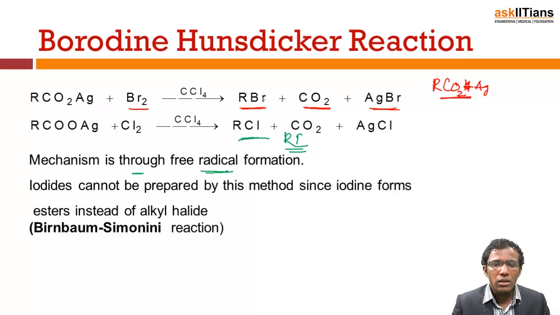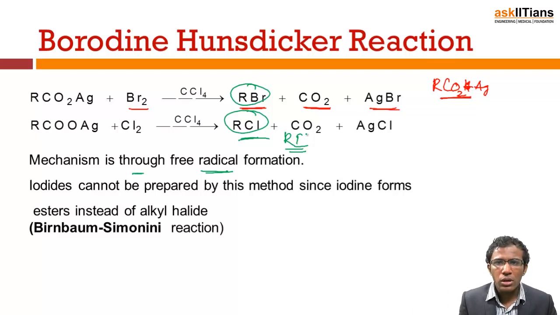This is the limitation of this reaction: you can only prepare RBr and RCl, and you cannot prepare RI, because with iodine it forms esters instead of alkyl halide. Instead of getting alkyl halide, you will end up with esters. So alkyl iodide you cannot prepare, especially bromide and chloride you can prepare. The reaction with iodine is known as the Birnbaum-Simonini reaction, that is the silver salt of carboxylic acid with iodine.